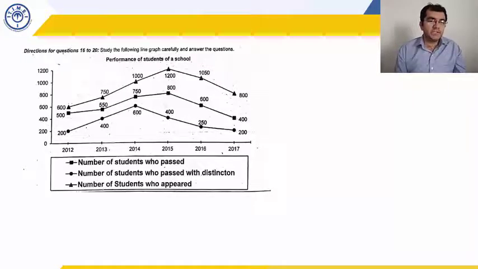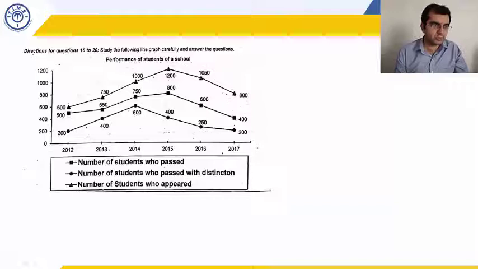Okay. So in different years for a school, you are given a triangle, a circle, and a square. Triangle is the number of students who appeared. Square is the number of students who passed. Circle is the number of students who passed with distinction. So in 2012, how many students failed? Triangle minus square. See, the way I'm explaining it is so that immediately you can simply look at the symbol and know what needs to be done.